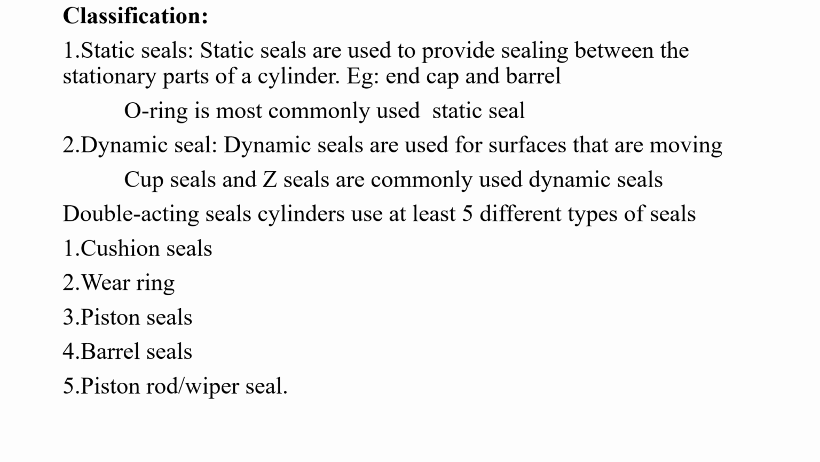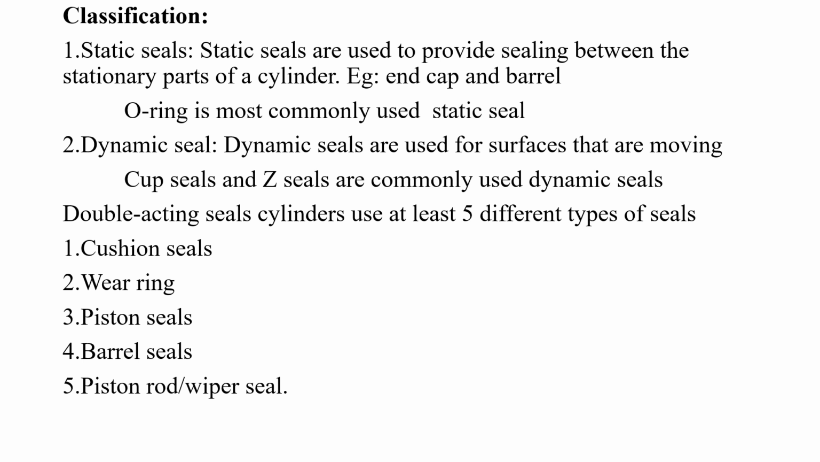When it's a dynamic seal, it is used for surfaces that are moving components. We can say cup seals and Z seals are commonly used in moving components. The best example for this is your piston. Above the piston, two seals are used, the cup seal and the Z seal, because along with the piston, the seal also needs to move while rubbing the barrel of the cylinder, so the dynamic seals we need to choose very carefully.